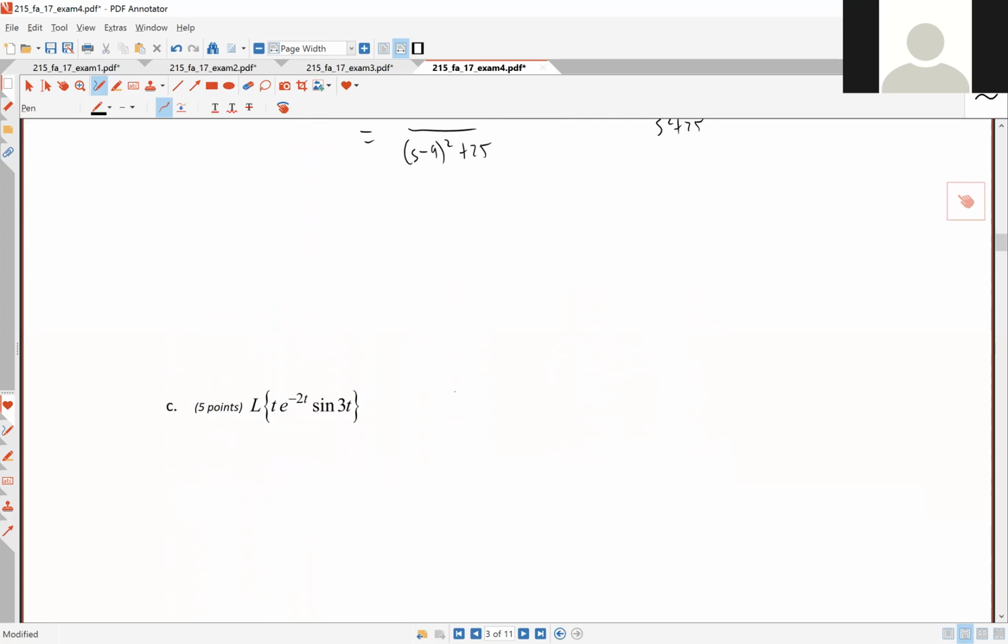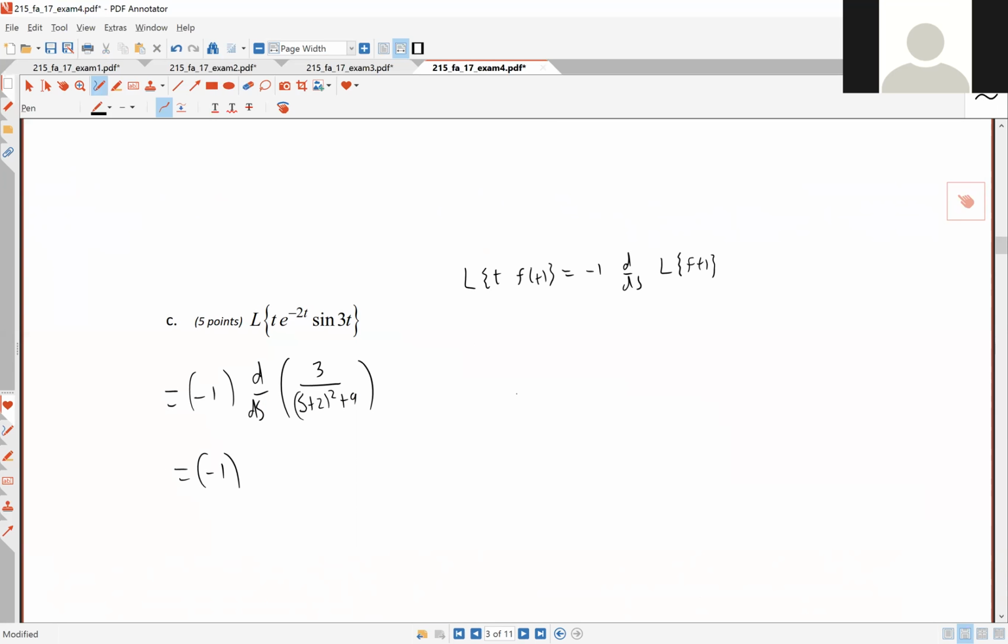Number 5, the way I worked with this one is I know that the Laplace transform of t times some kind of f of t is negative 1 times d/ds of the Laplace transform of f of t. So we have a negative 1 times d/ds of the Laplace transform of e to the negative 2t sine 3t. So that's 3 over (s plus 2) squared plus 9, derivative of that.